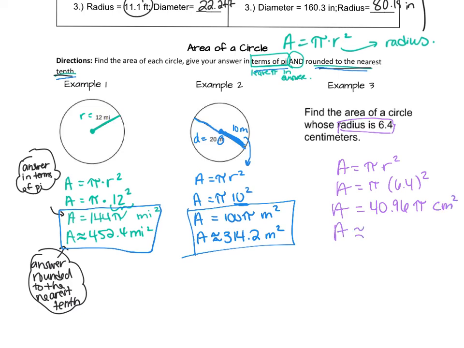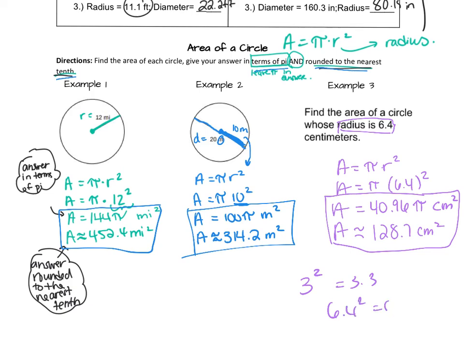And then to get our answer rounded to the nearest tenth, 40.96 times pi, 128.7. And that would be centimeters squared. So those are our two answers. So I forgot to mention, hopefully we all know the squared. A number squared, 3 squared would be 3 times 3. 6.4 squared would be 6.4 times 6.4. But there's a squared key on your calculator.